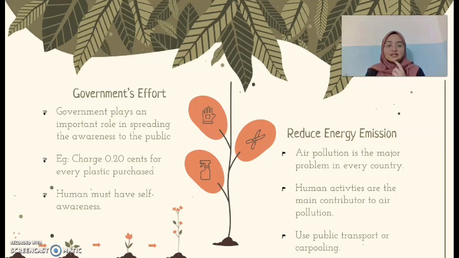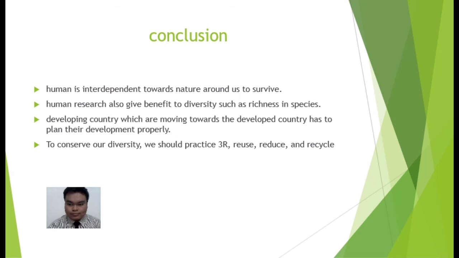Other than that, we can also use energy efficient light bulbs or other home appliances that can save energy, and also buy fewer products that are made from fossil fuels. In conclusion, we as humans are interdependent with the nature around us to survive. Biodiversity contains living things such as humans, plants, animals and microorganisms, which form an ecosystem.